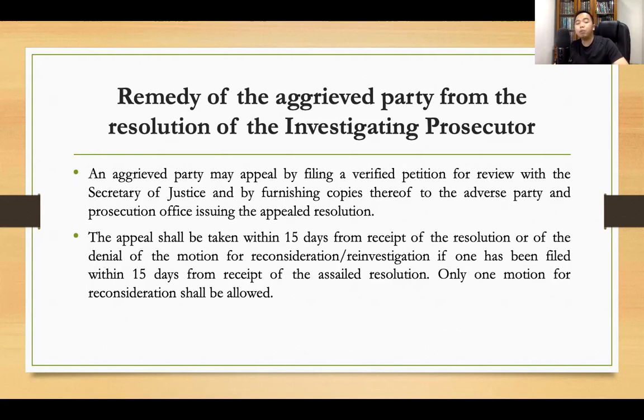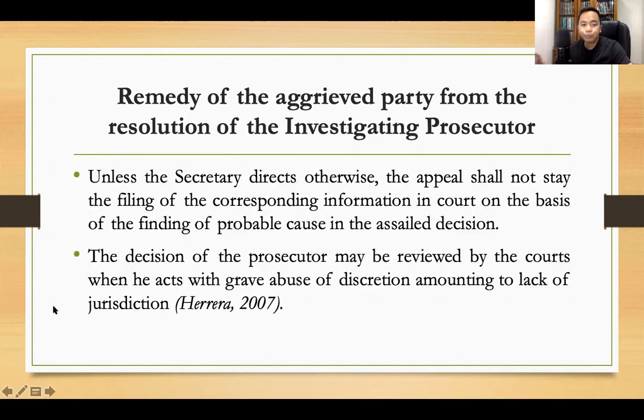Now, the second bullet in your screens will tell you about the period of time within which you can file your petition for review. You can file it 15 days from the date of receipt of the resolution, or if you file a motion for reconsideration, the 15 days will be counted from the receipt of the resolution denying your motion for reconsideration or motion for reinvestigation.